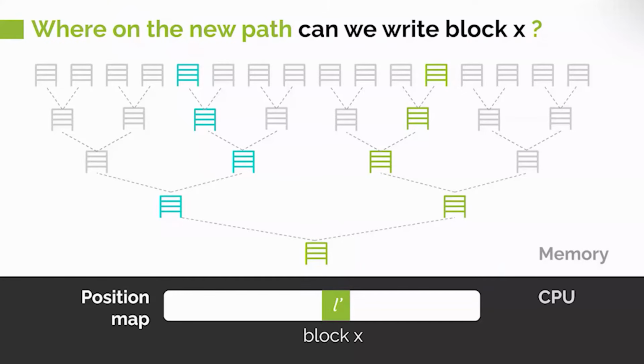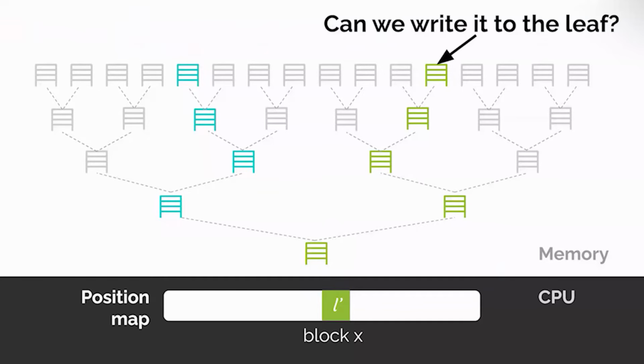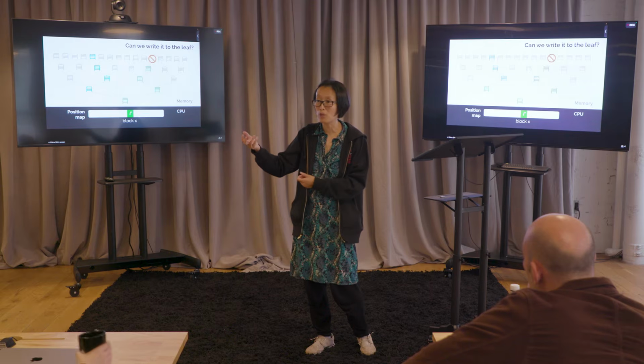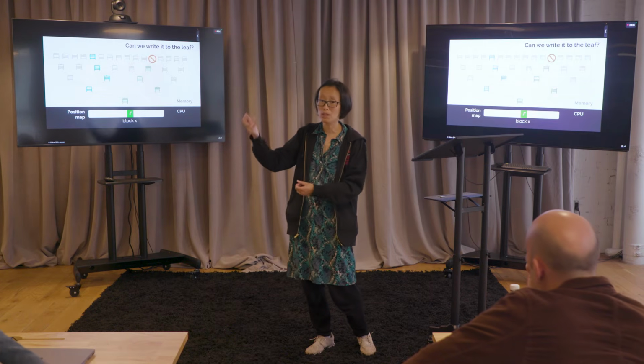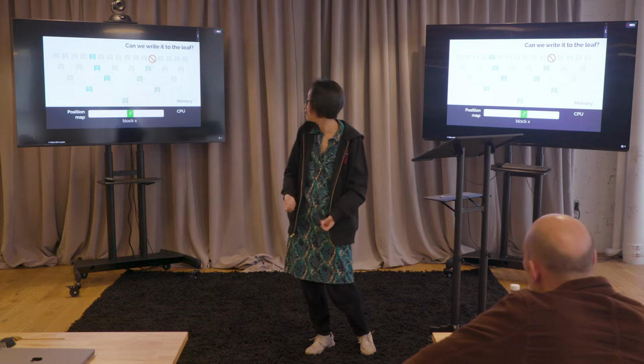And now I want to actually write it. And I want to decide where on the path I can write this block. So the first question is, can I write it to the leaf node? A lot of you have seen this already, and the answer should be no. We cannot write it directly to the leaf node. The reason is that if you directly write it to the leaf node, you are declaring to the server, out loud, oh, hey, I've read something from the blue path, and now I'm writing it to the green path. So the next time, if you are requesting the same block again, you'll go to the green path, and the server can see the linkability.